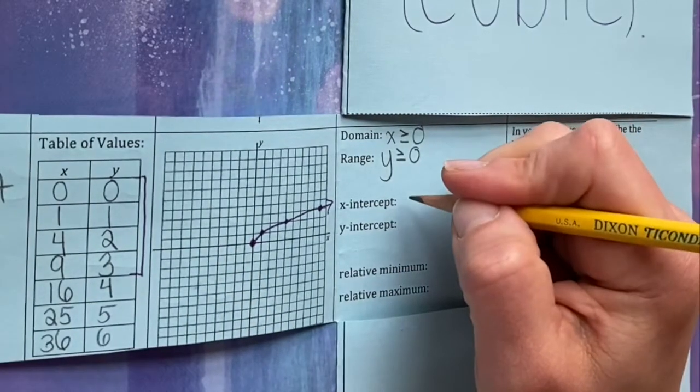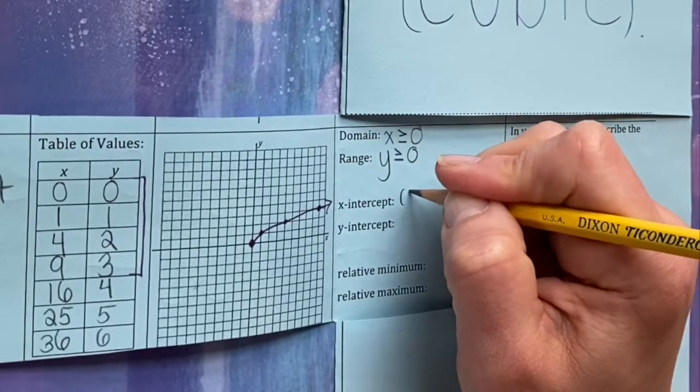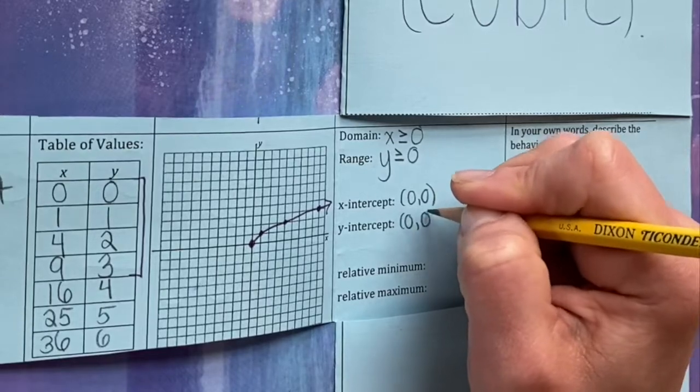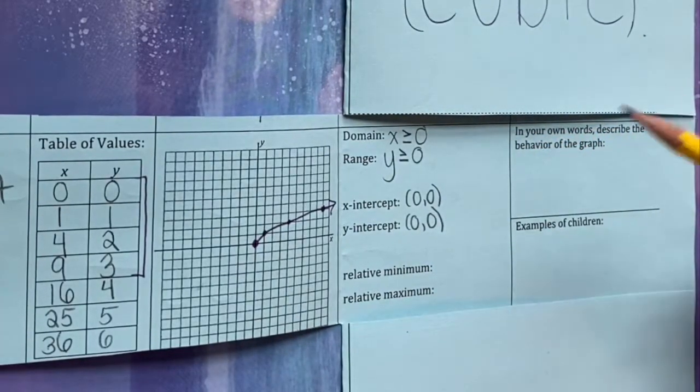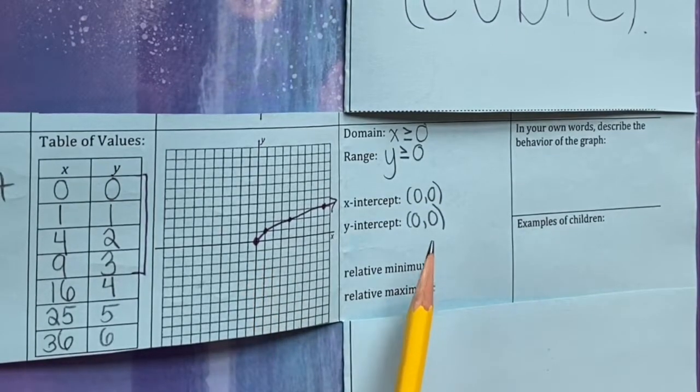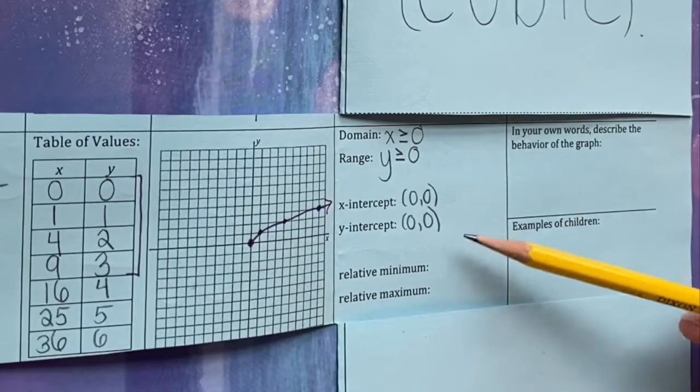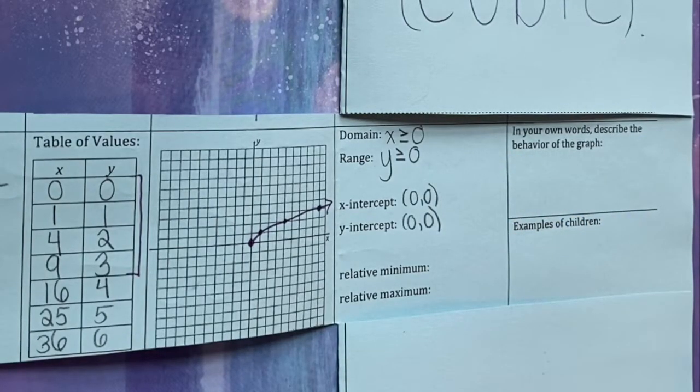Our x and y intercept are both 0, 0. That's where it touches the x and y axis. Here, this is just a coincidence that it's the same as the endpoint. That is not always true. It just works out that way because this is our parent function. If you look back at our other examples, you'll notice that was similar.